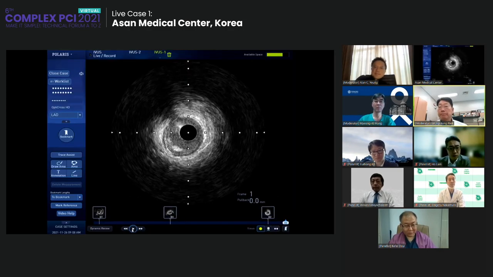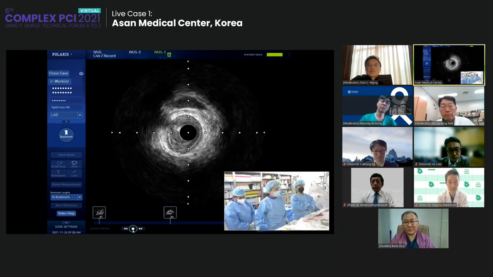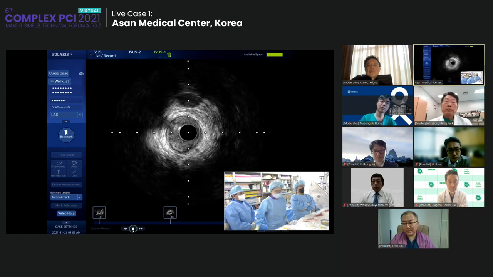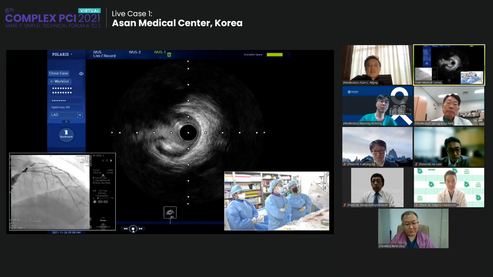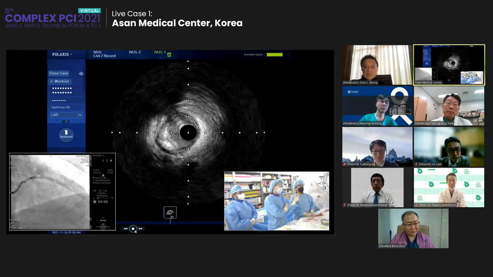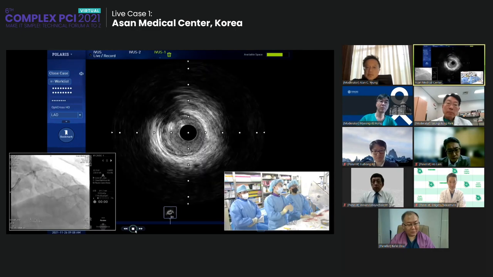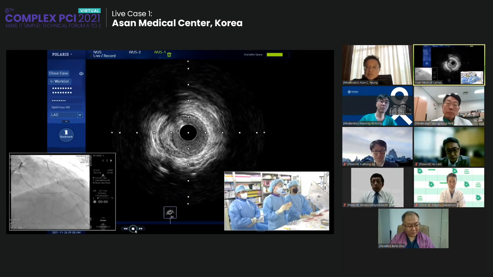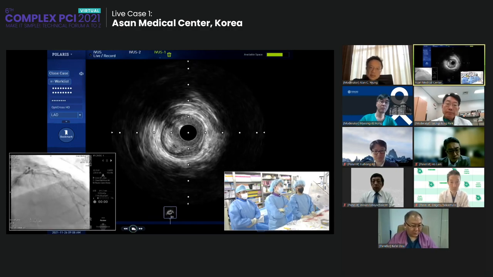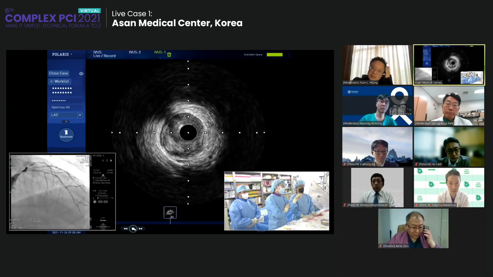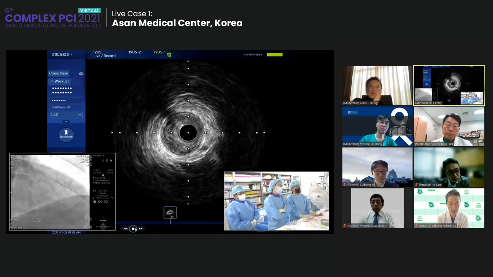Right. Okay. Yes, this is the LAD pullback from the distal LAD. I will show you with the angiogram. We checked the IVUS from the distal LAD to the totally occluded part. As you can see, the vessel size is a little bit small, and there could be some spastic component. But here, the vessel size is 2.75 after ballooning. We performed a 2.0 compliant balloon at the totally occluded part.